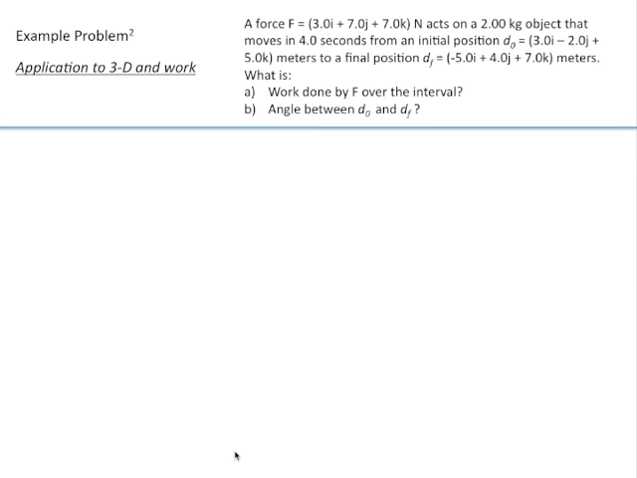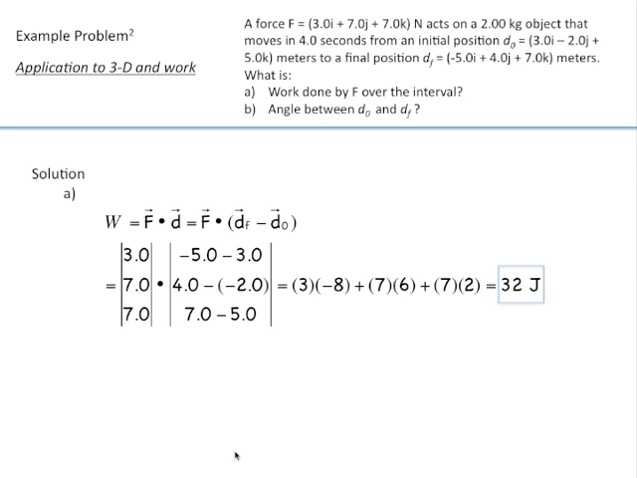What are A, the work done by F over the interval, and B, the angle between d naught and d final? For part A, the solution is shown and should be self-explanatory at this point.